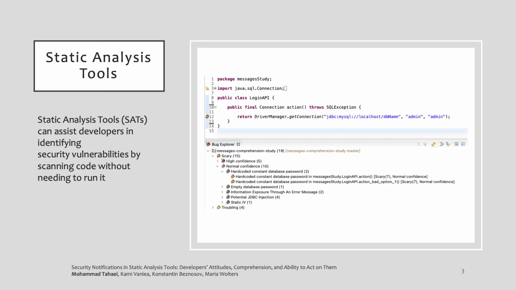One type of tool that can assist developers in identifying security vulnerabilities uses a static analysis approach. Static analysis tools can find security vulnerabilities without needing to run the code. On the right side, you can see an example of a security notification produced by a static analysis tool. This is an example of a hard-coded credential for establishing a connection to a database.